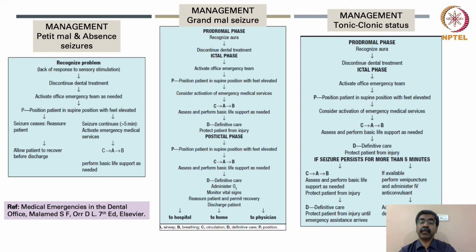In clonic status, you have the prodromal phase: recognize the aura, discontinue the dental treatment, and in the ictal phase, activate the office emergency team and position the patient in the supine position with feet elevated. And if the seizure persists for more than 5 minutes, follow the CAB procedure, and for definitive care, protect the patient from injury until the emergency team arrives. And if available, perform venipuncture and administer an IV anticonvulsant, and administer 50% IV dextrose solution.